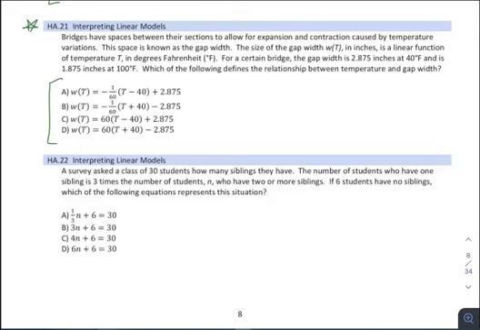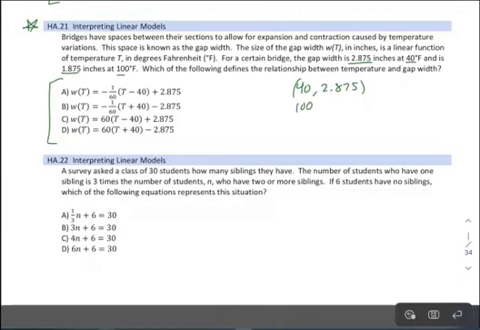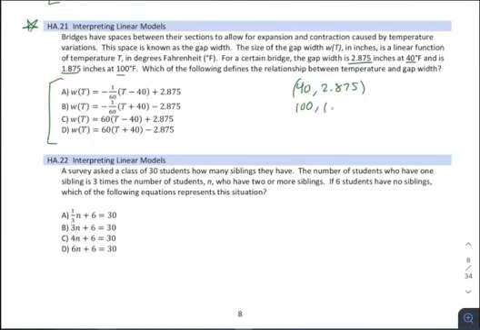So I see that I have a gap width, which is our y value, the w, of 2.875 at 40. So one of my points is 40 and 2.875. And then my second point is 100 for the temperature, the input, and the 1.875 output. So those are the 2 points that I'm looking to test. Now, I have a couple different options that I can use. But what I notice when I scan my answer choices is that I see 40 in the problem already.